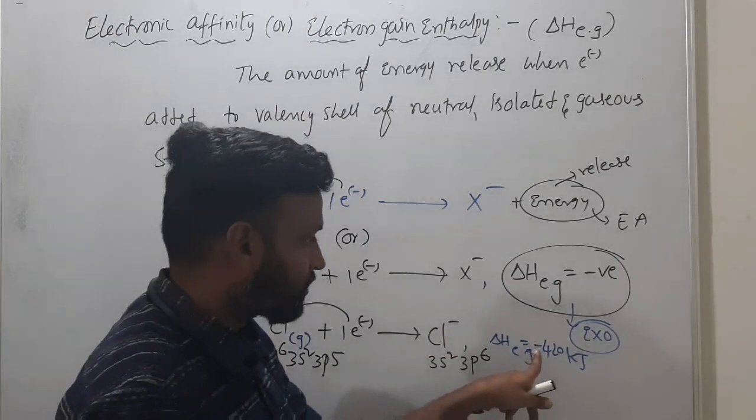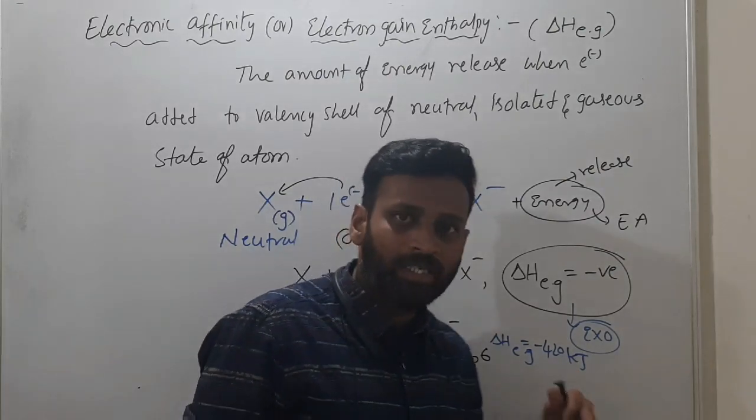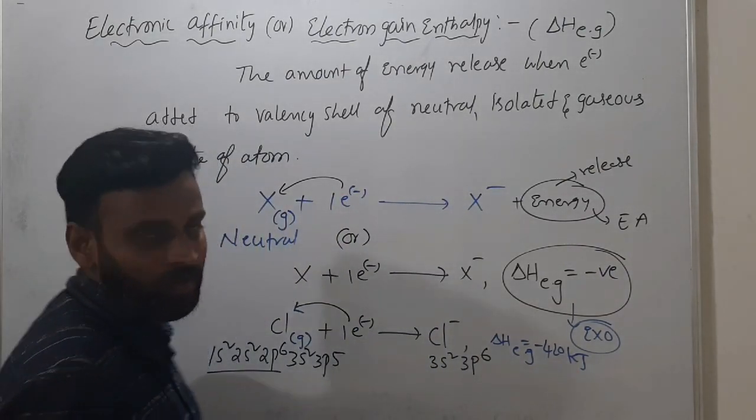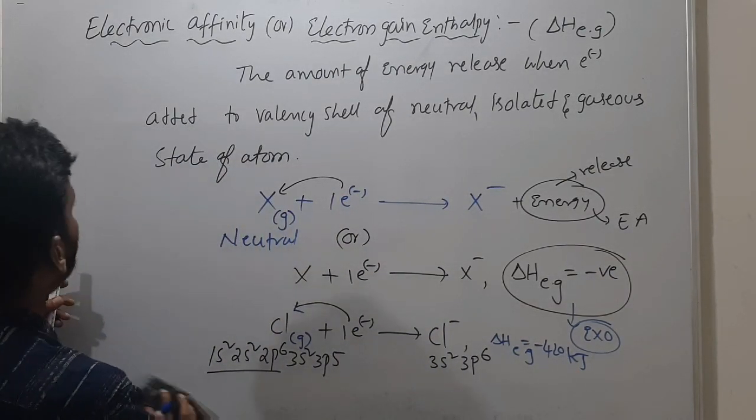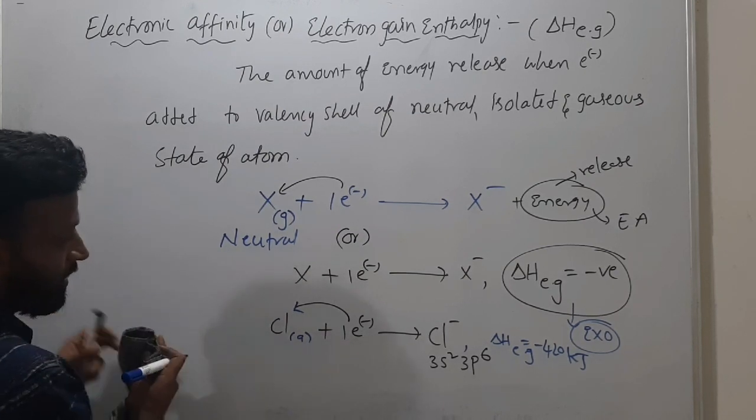Meaning understood? This much of heat released. How much heat released? 420 kilojoules of heat released. Got it? So this is about what we call electron gain enthalpy. Sorry, write down this.